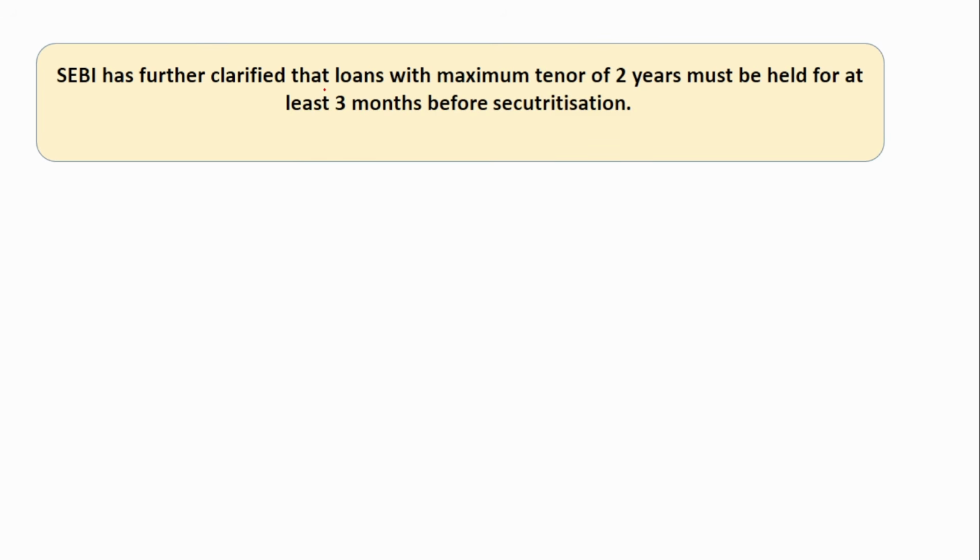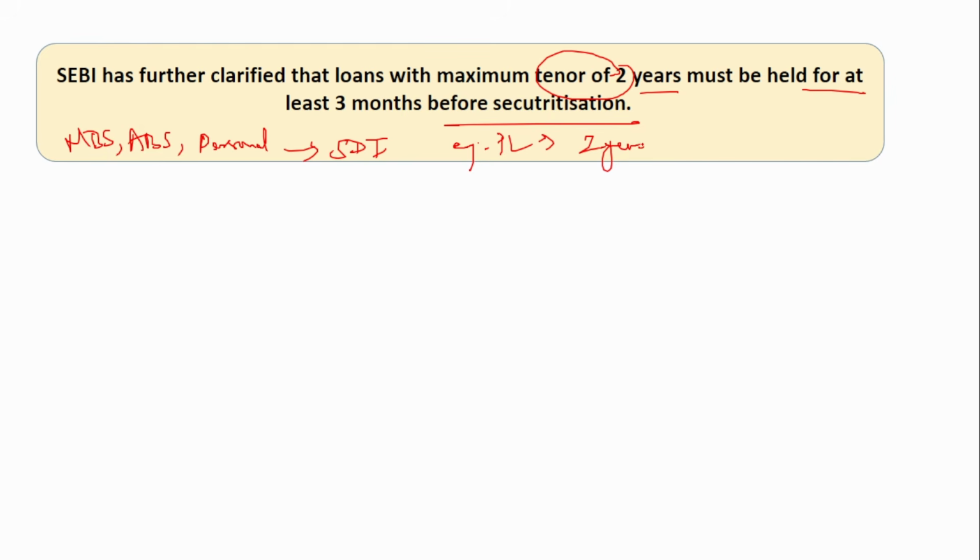Next, SEBI has further classified that loans with a maximum tenure of 2 years must be held for at least 3 months before securitization. In the previous case, we saw mortgage-backed securities. Similarly, there are also asset-backed securities, and even a personal loan, which is not backed by any asset or mortgage, can be converted into securitized debt instruments. Let's take the example of a personal loan. If the maturity of the personal loan is 2 years, then once you have given the money, you cannot immediately convert it into securitized debt instruments.